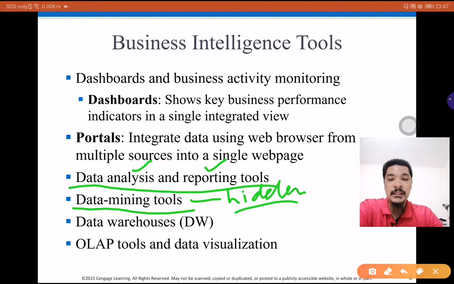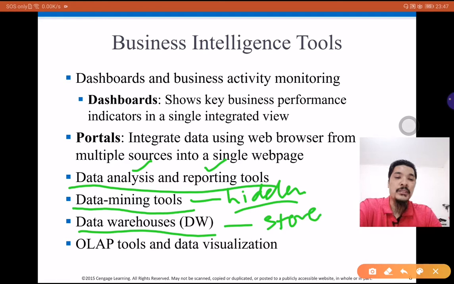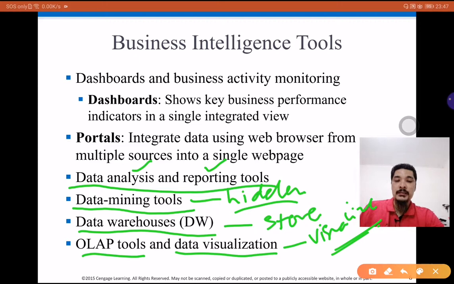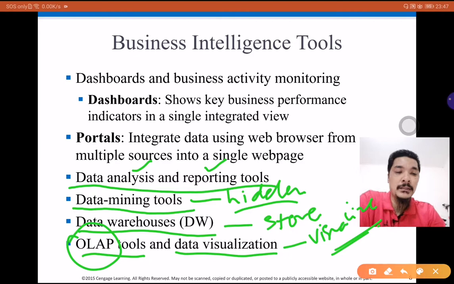Okay, the next one is data warehouse. Data warehouse ni adalah tempat untuk kita nak store, simpan data tersebut. And we have OLAP tools and also data visualization untuk kita nak visualize, untuk kita nak paparkan data tersebut. So kita ada OLAP, online analytical process. This is in part 2 nanti, later. We talk about OLAP. Later I will talk about this in part 2.